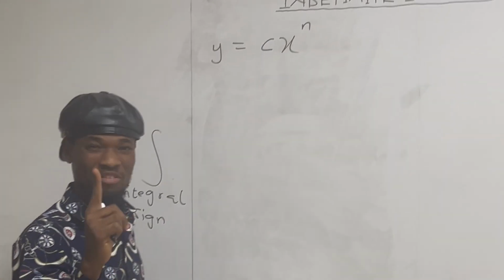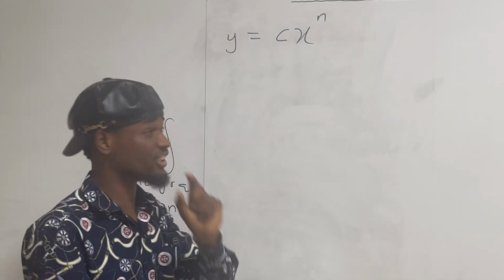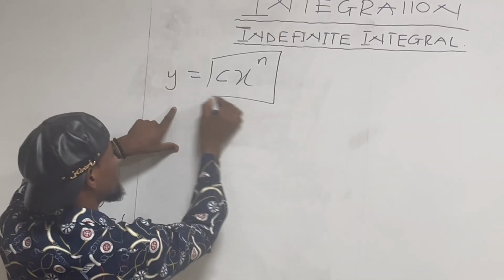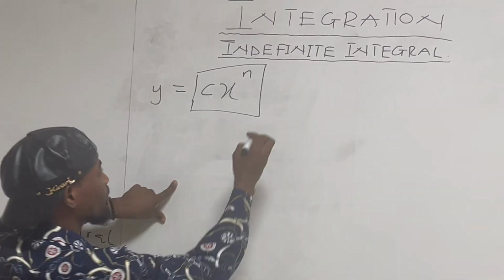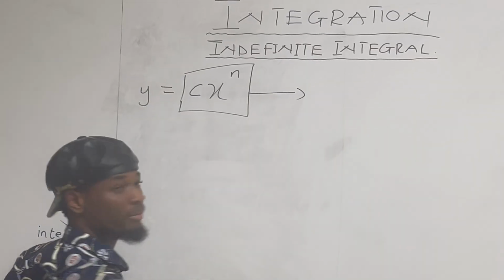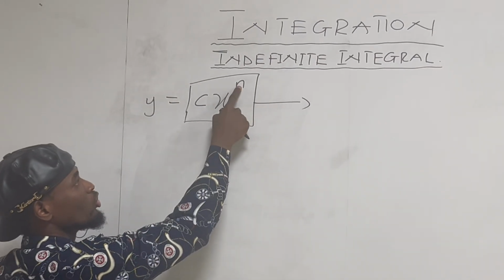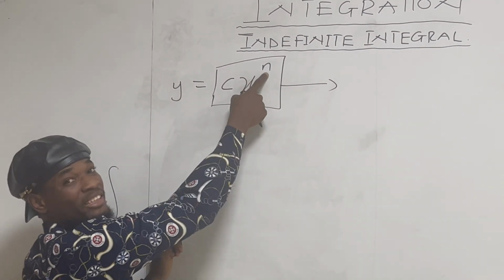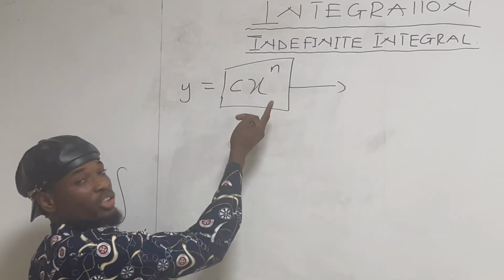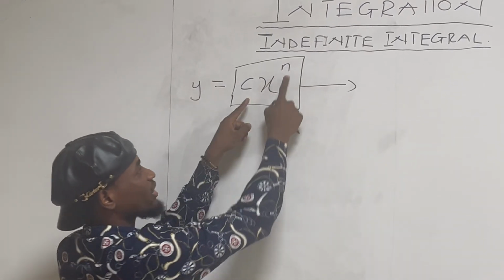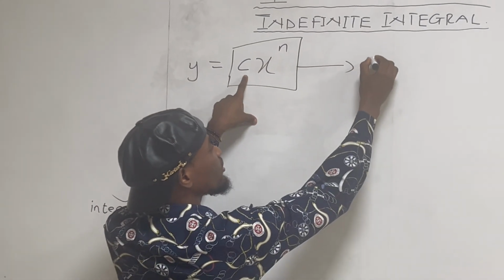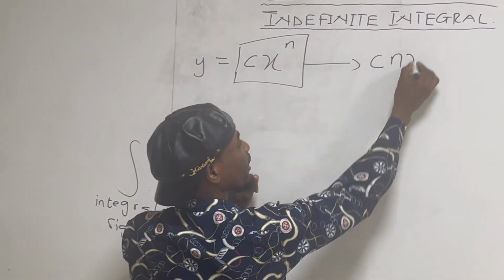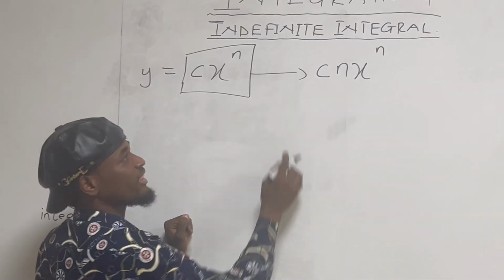We know that for differentiation, let's do a little bit of recap. I pick this, then the next step is you multiply the coefficient of x exponent n by the exponent. So I have n times c. What is n times c? It's equal to cn. Then you have x to the power n. This is the second step.